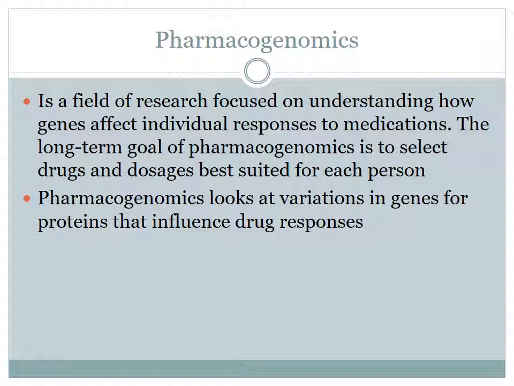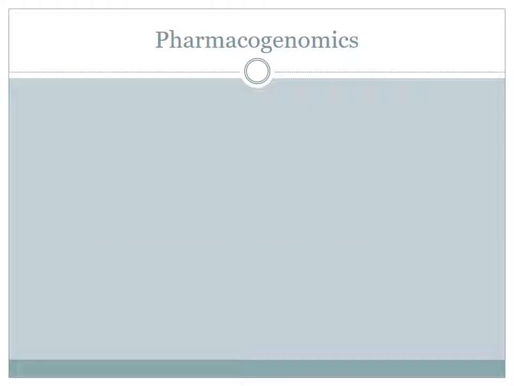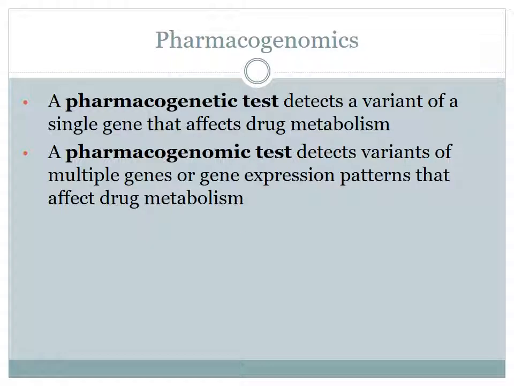Pharmacogenomics is a field of research focused on understanding how genes affect individual responses to medications. The long-term goal of pharmacogenomics is to select drugs and dosages best suited for each person. Pharmacogenomics looks at variations in genes for proteins that influence the drug response. A pharmacogenetic test detects a variant of a single gene that affects drug metabolism, and a pharmacogenomic test detects variants of multiple genes or gene expression patterns that affect drug metabolism.